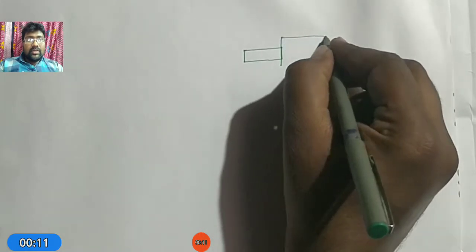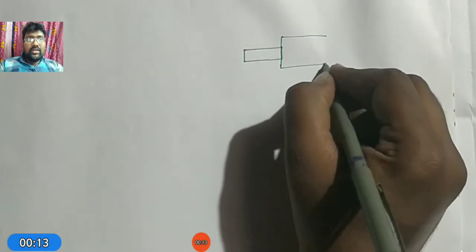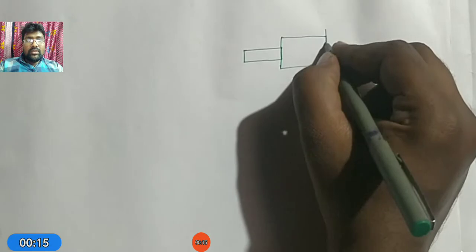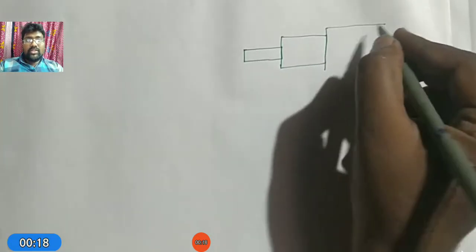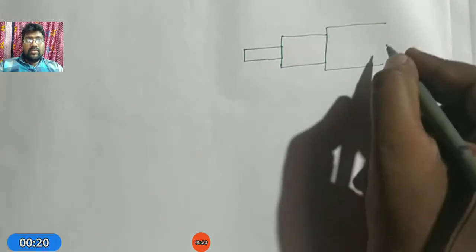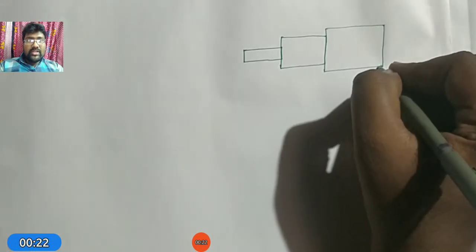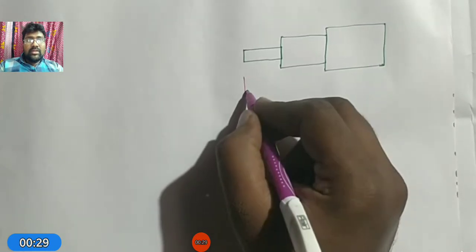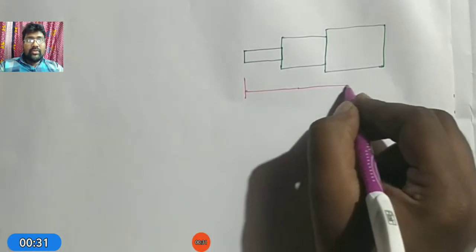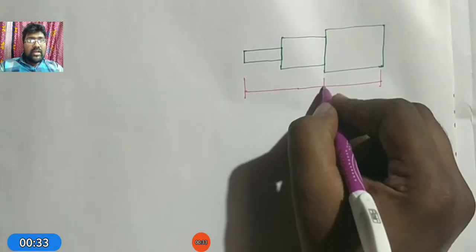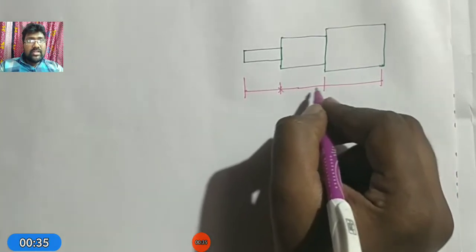Today I am going to discuss bars of varying cross section. In the previous class we considered when an axial load is applied on a uniform cross section. In this class I am going to discuss when a varying cross section or stepped bar is subjected to an axial loading. Here I have taken three different cross sections, that is section 1, section 2 and section 3.